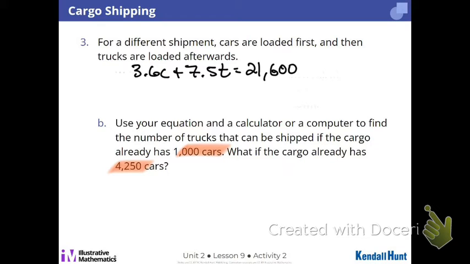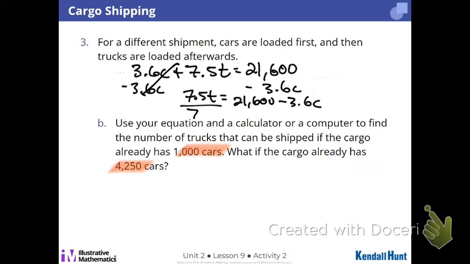Checking this one out, I have the same original equation, but this time I'm loading cars first. So what's left over? Trucks. So I'm looking to get T equals. I'm going to subtract the total weight of cars from both sides, so I'm left with trucks. I'm going to divide by the weight of a truck to see how many trucks I can get on there. The number of trucks is total weight minus the weight of cars divided by 7.5 per truck.